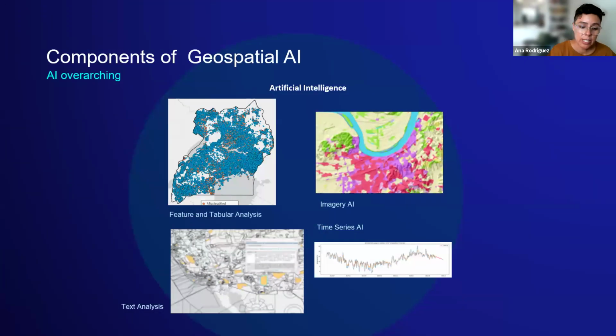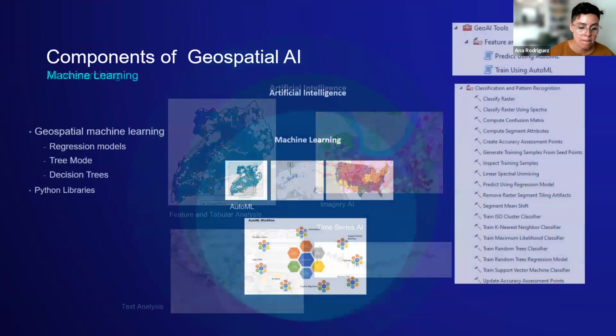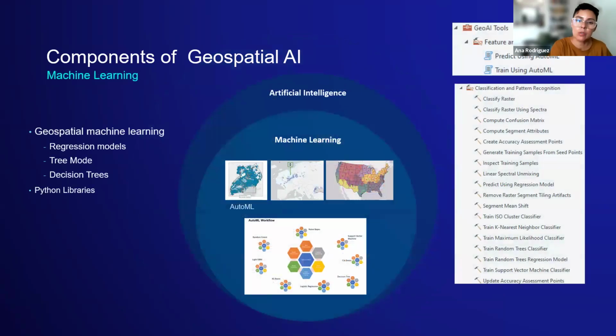So there are different applications of GeoAI. There are different components. So GeoAI can include feature and tabular analysis. It can include imagery and text analysis, of course, as well as time series analysis, which is really cool. And as we go further into that AI umbrella, like you saw, we have tools that will help you with this analysis. So within that GeoAI toolbox that you see on the right here, you'll find tools for machine learning that will help you with things like regression modeling and decision trees. So things like classification and pattern recognition for your workflows.